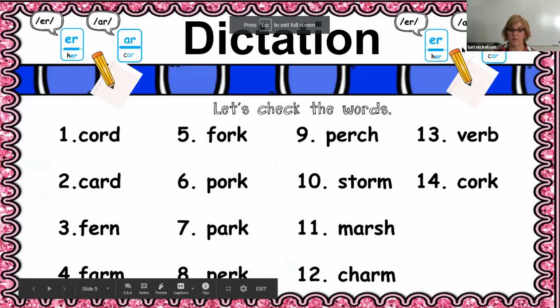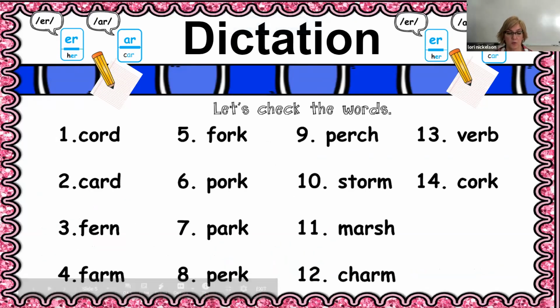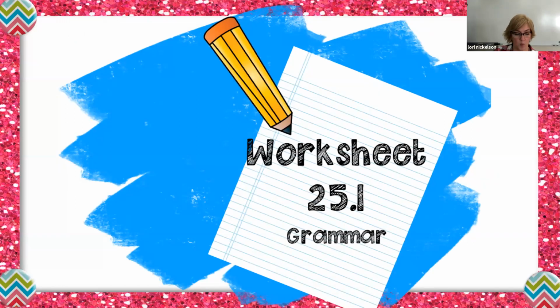All right, so these are the words we just spelled. We spelled cord, card, fern, farm, fork, pork, park, perk, perch, storm, marsh, charm, verb, and cork. And if you notice the vowel in the middle, we had the ER, we had the AR, we had an OR. So we had different vowel blends in the middle there. So let's look at our worksheet 25.1.